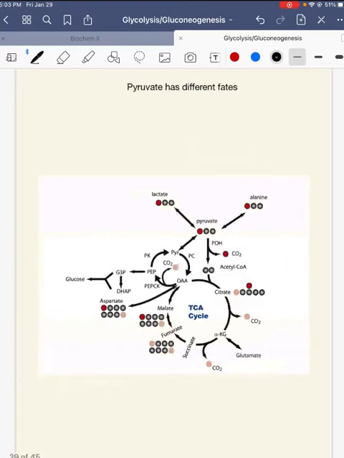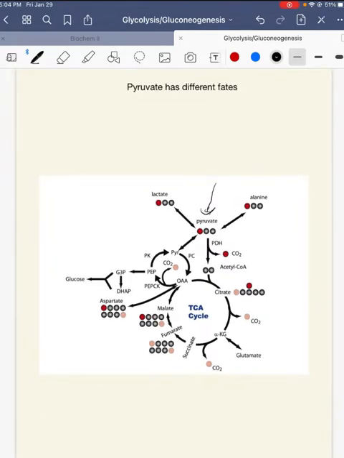Okay, so now we made pyruvate. Actually, do you guys have any questions? Because I kind of went through that a little too fast regarding any of the previous enzymes or anything. Okay, so we made pyruvate.